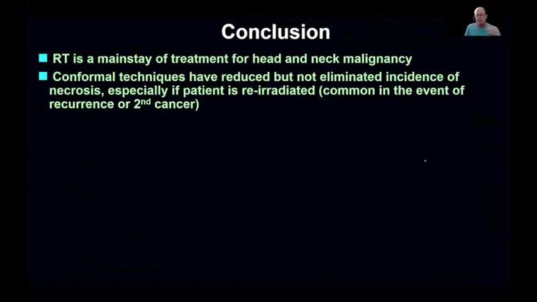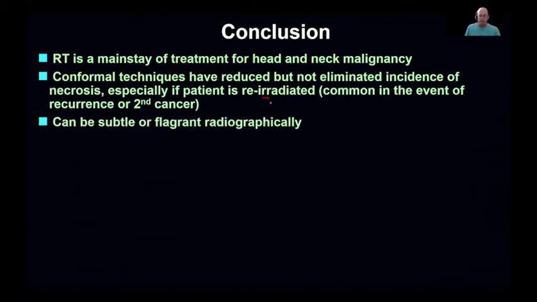Conformal techniques and more modern radiation oncology techniques have reduced but not eliminated the incidence of necrosis. And this is especially true if a patient is reirradiated, which may happen either in the case of recurrence or a second unrelated malignancy. These findings can be very subtle or very flagrant depending on where we catch it along its course of development.